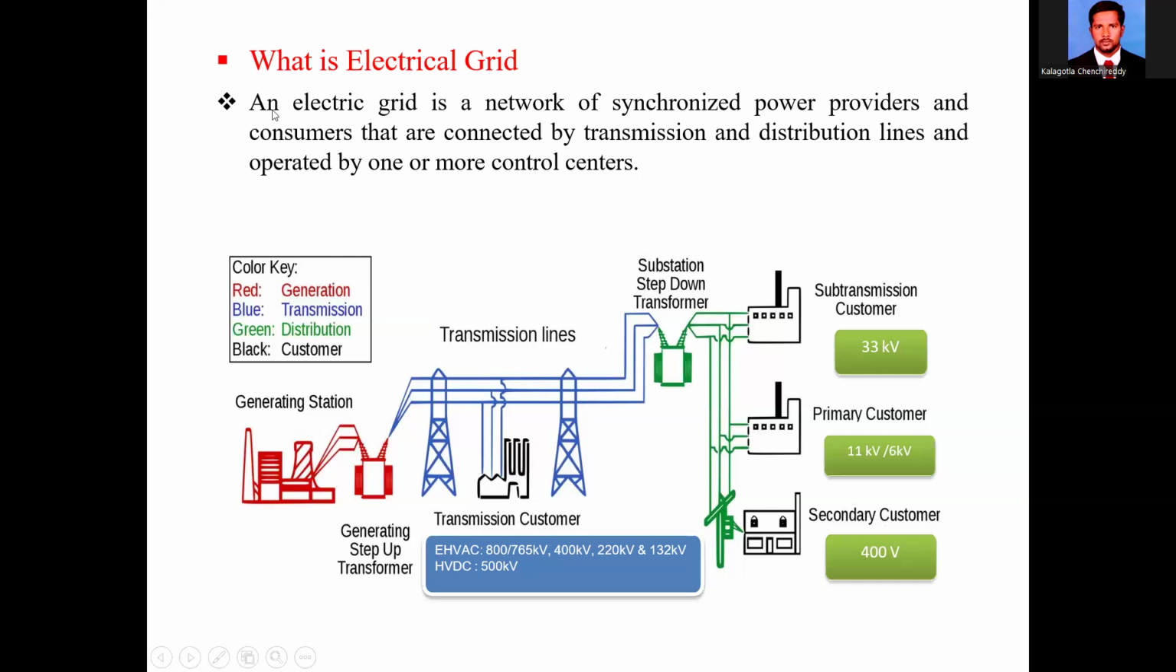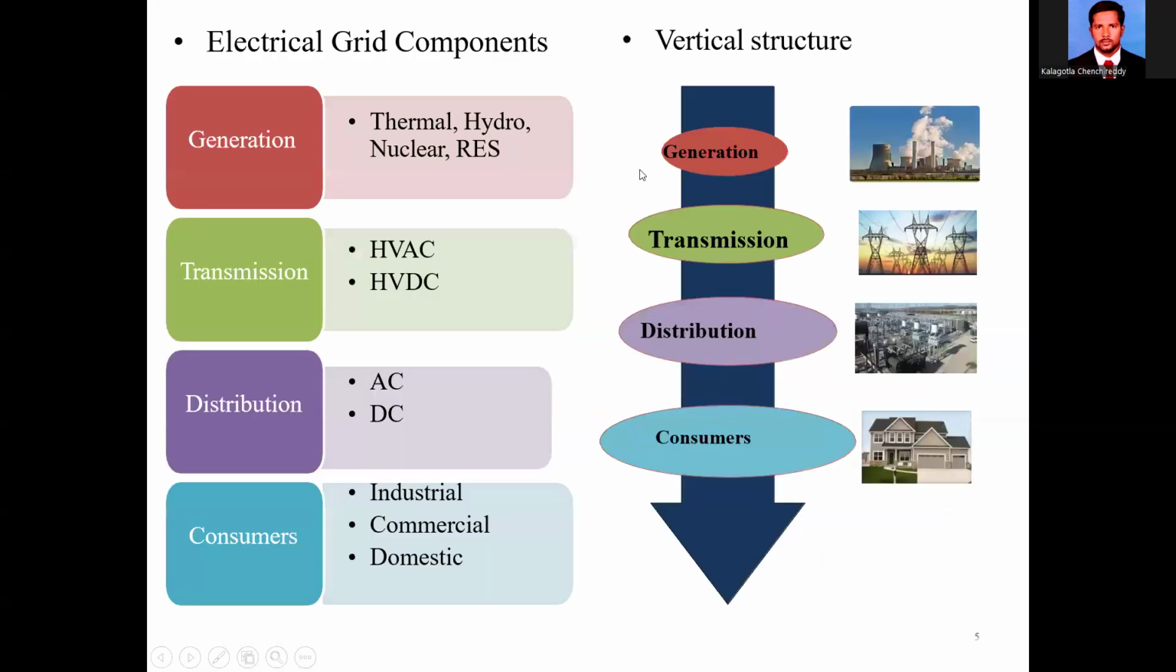This is the definition of the electrical grid. An electrical grid is a network of synchronized power providers and consumers that are connected by transmission and distribution lines and operated by one or more control centers. The conventional grid is just the interconnection of generation, transmission, distribution, and utilization.